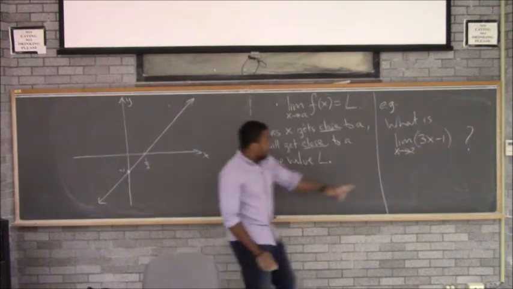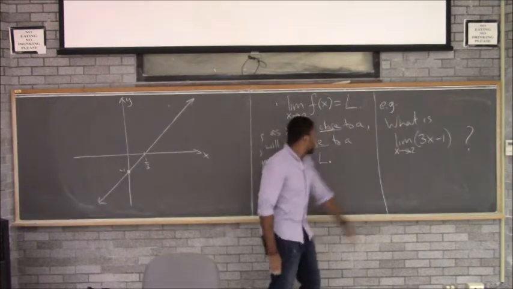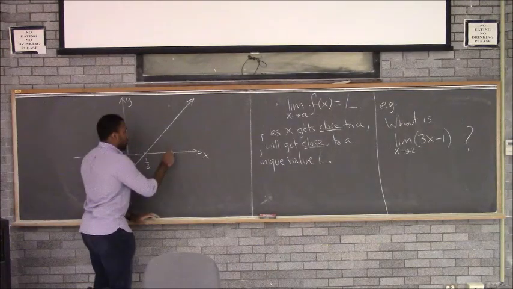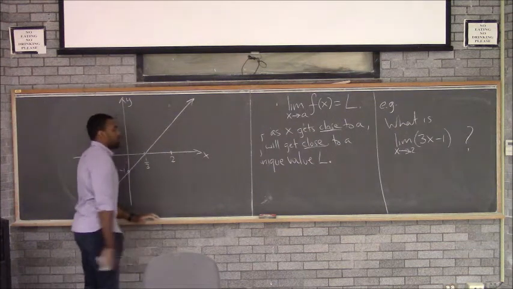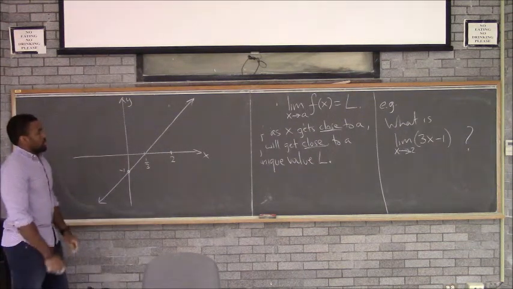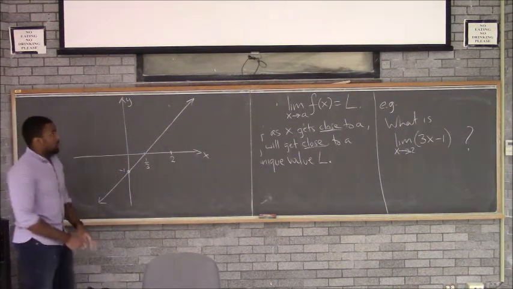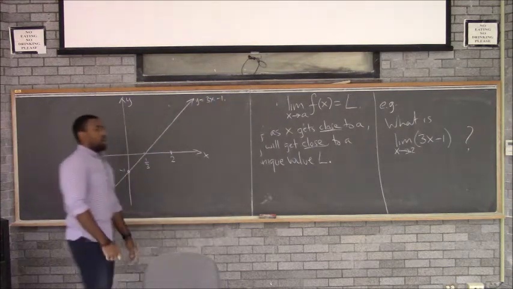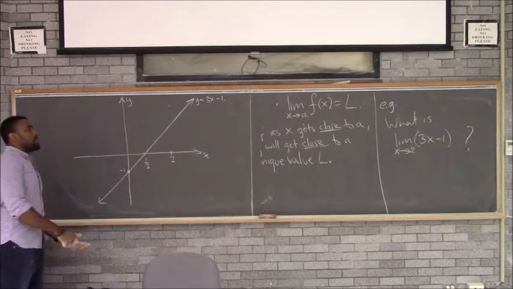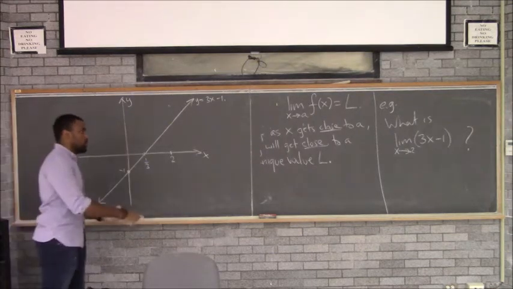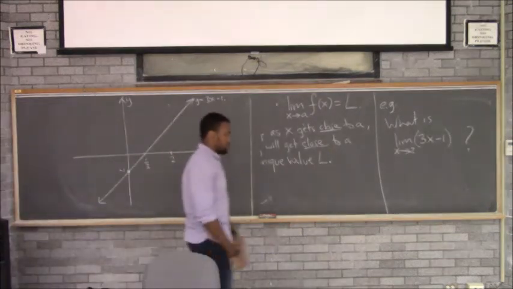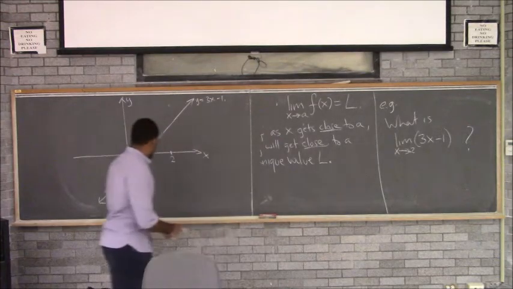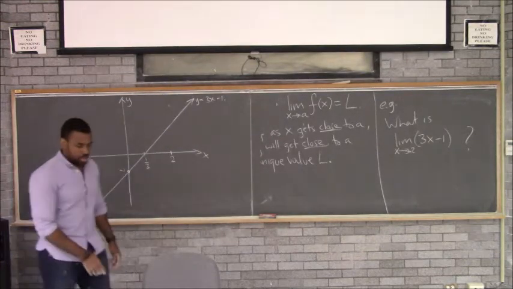Now, I'm worried about my x value getting close to value 2. So 2 is going to be somewhere over here. Let's just write in 2 over here. Okay. So here's my picture. This is my function. This is y equals 3x minus 1. Now, the question is, what is the limit as x gets close to 2 of the function 3x minus 1? And here's how you are going to want to be examining this.